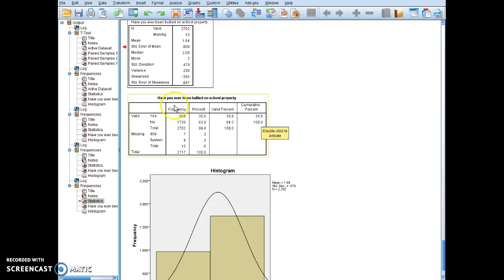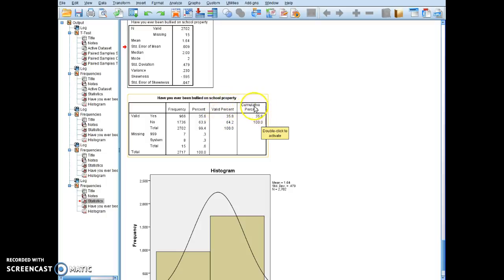When you look at the second table, here we can see the frequency. The frequency tells us the number of students who answered each way. So here, the yes, students who have been bullied on school property, is 966. And the percentage of students who have been bullied on school property is 35.8%, which is the valid percent. We look at the valid percent rather than the simple percent, because we are looking at the percentage of the students who have actually answered this question.